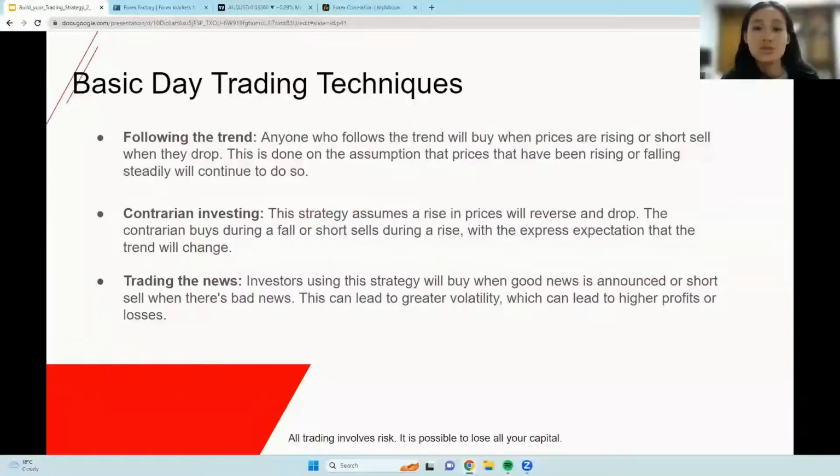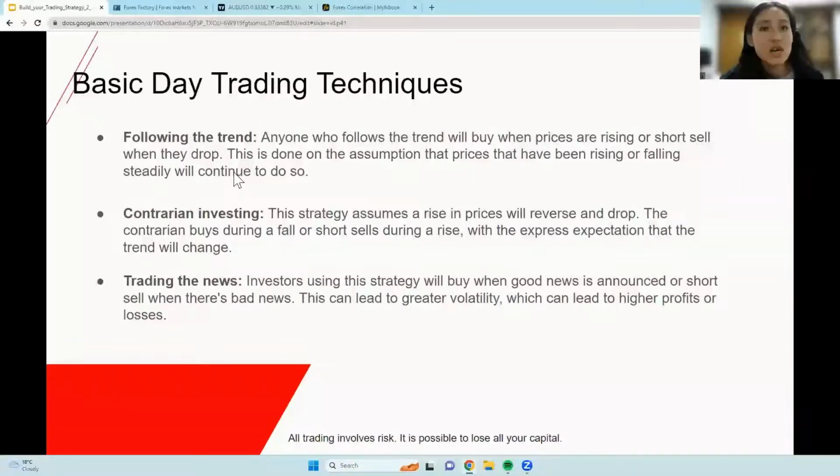And that's why it's important to look at the different time frames as well. But this is done on the assumption that prices that have been rising or falling steadily will continue to do so. Contrarian investing. This strategy assumes a rise in prices will reverse and drop. The contrarian buys during a fall or short sells during a rise with the express expectation that the trend will change. So you can see why we typically recommend the first technique.